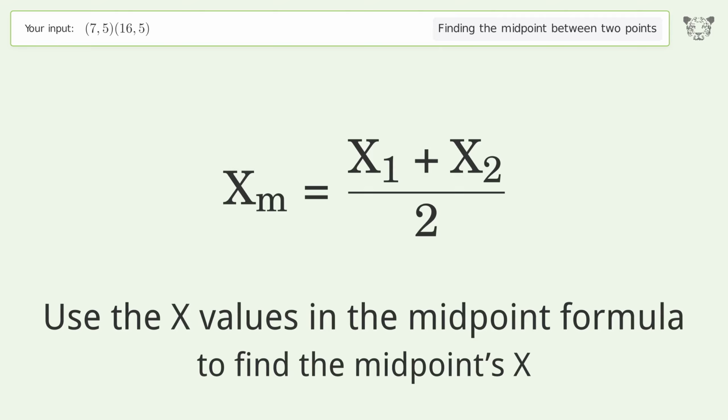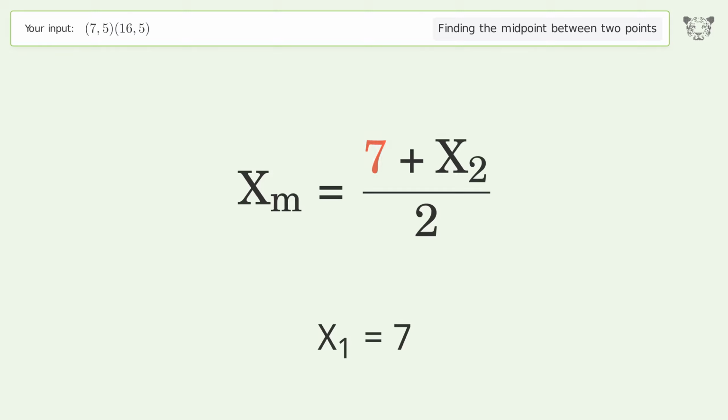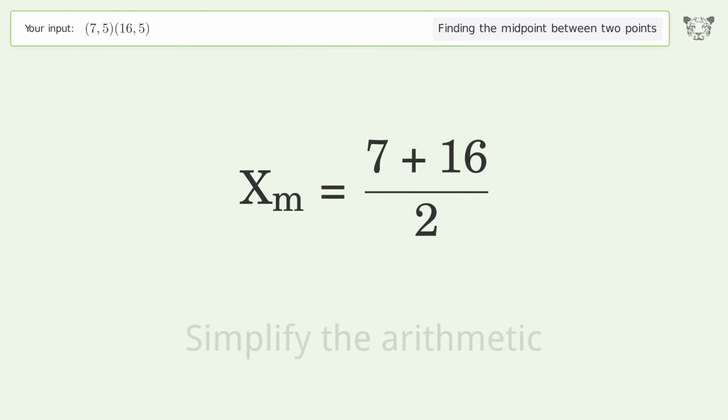Use the x values in the midpoint formula to find the midpoint's x. x1 equals 7. x2 equals 16. Simplify the arithmetic.